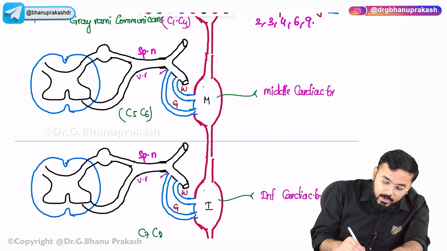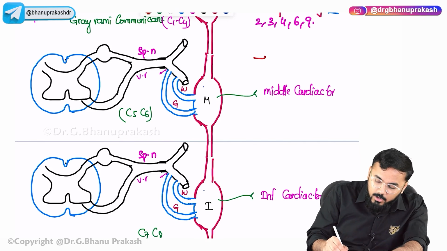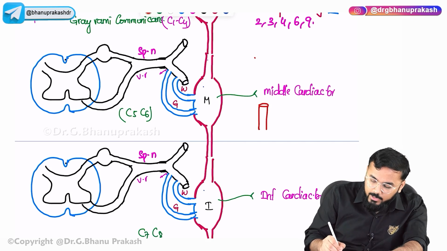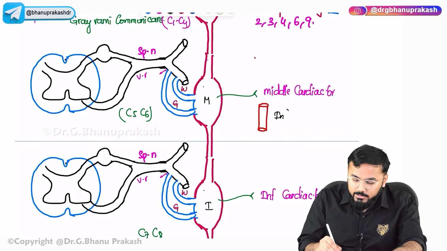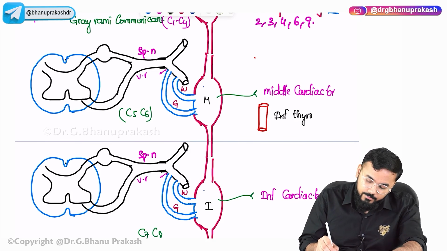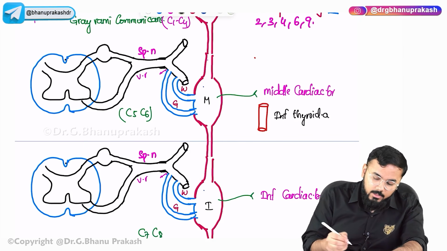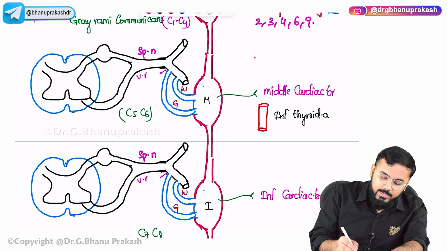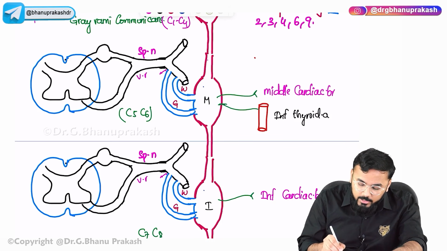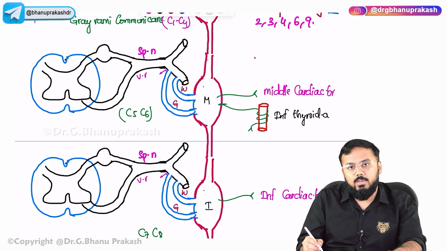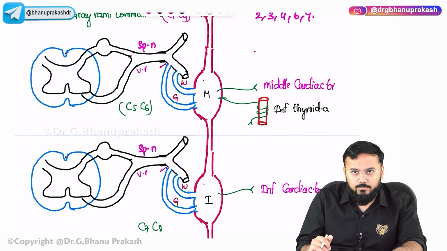Next, here we have an artery. Let me draw it here. The name of this artery is inferior thyroid artery. So what is the postganglionic fiber doing? It winds around this inferior thyroid artery like this, forming a plexus around the inferior thyroid artery called the inferior thyroid nerve.